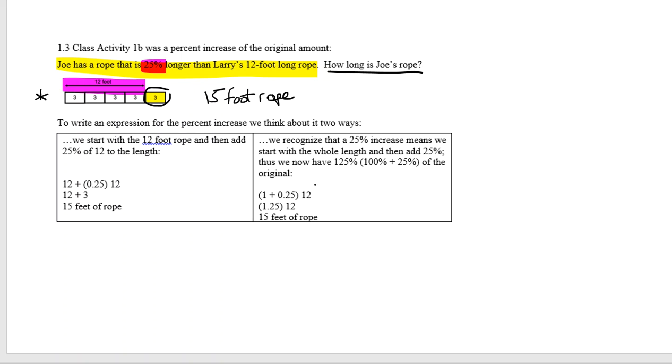Now let's look at 2 different ways we can write an expression for this so that we can write out the math for this situation.